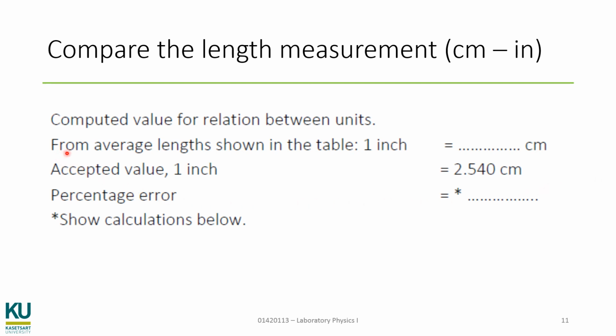From the values of the measurement, we compute the relation between inch and centimeter by using the average of the length of the aluminum block. We know the accepted value for 1 inch is equal to 2.54 centimeter. Then we use this value compared to our measurement and calculate the percentage error. Then show the calculation.